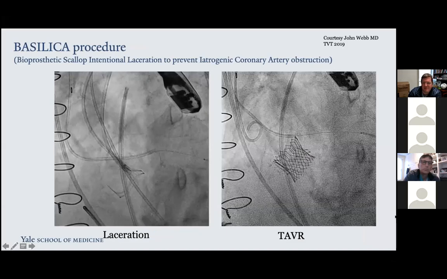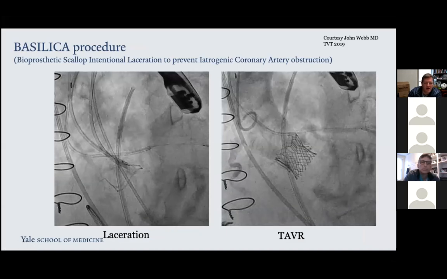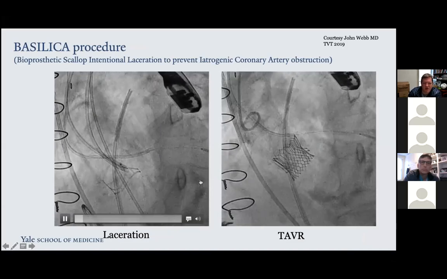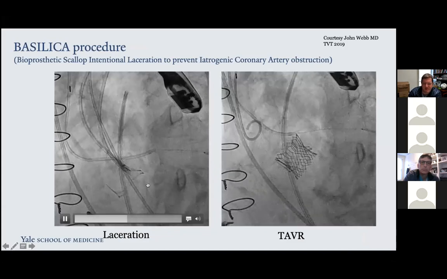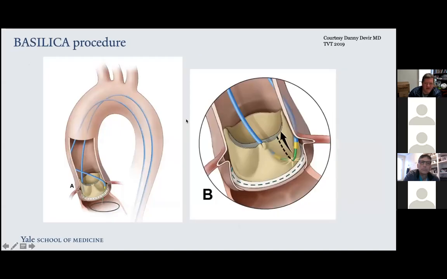For the sake of time, I'm going to skip over some of that, but this is the Basilica procedure, where in a patient like this, where we have really low coronary heights, what you in essence are doing is splitting the leaflets. So if you take a valve here, so here's a valve-in-valve, here's the old surgical valve. You can see the same thing happens with the surgical valve when we push it to the side. But if we electrify a wire and poke it through this valve before we've done the valve-in-valve procedure and then do it, we create this slit in the valve.